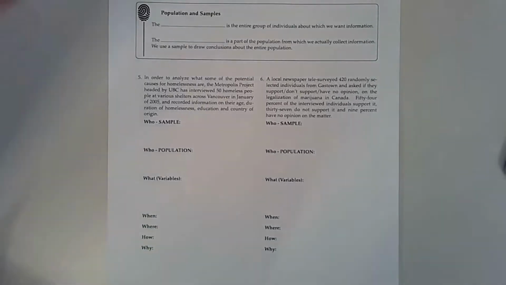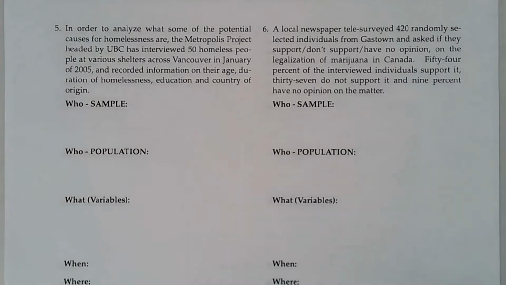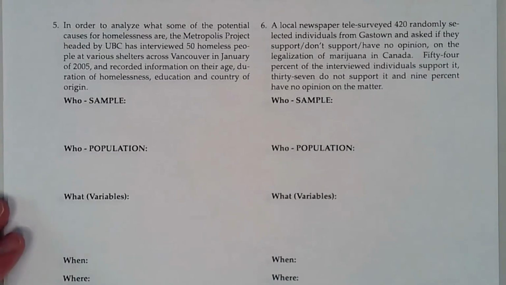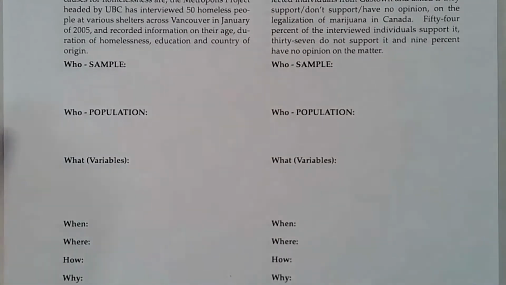Let's go through them. So this first one, in order to analyze what some of the potential causes for homelessness are, the Metropolis Project, headed by the UBC, has interviewed 50 homeless people at various shelters across Vancouver in January of 2005 and recorded the following information. So let's start with that following information that they recorded.